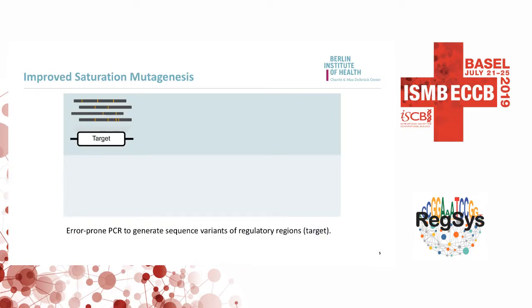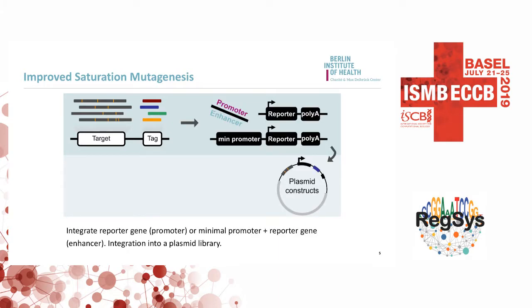So how our assay works: first we try to integrate variants into our target region. We used an error-prone PCR to integrate random variants into our target. Then we add a random tag, so we associate each of those randomly integrated variants with a random tag. And finally, we integrated them into a plasmid construct, and we did something slightly different here. In terms of an enhancer, we add a minimal promoter, a core promoter, so we have some standard promoter activity for those elements.